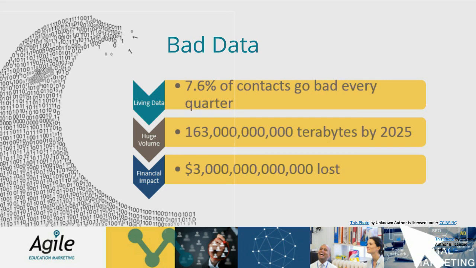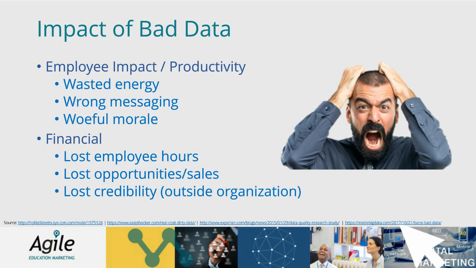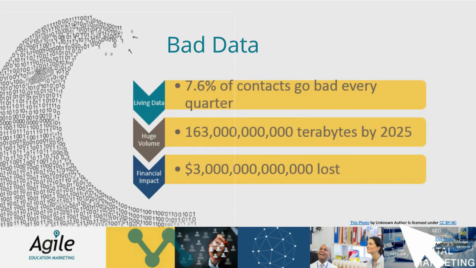So let's look into some of the bad data that's out there. According to Experian, the contacts in CRMs go bad about 7.6% per quarter. That adds up to a little bit over 30% a year. And those inaccuracies only get worse if you don't get them off your file.